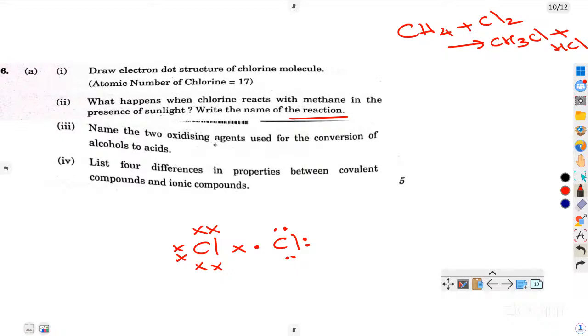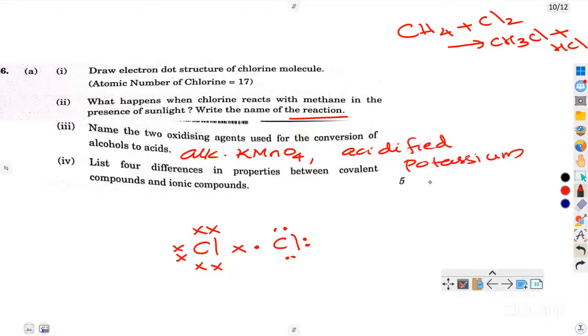Correct. Name two oxidizing agents used for the conversion of alcohol to acid. We studied the oxidation reaction of ethanol to ethanoic acid. So, which are the two oxidizing agents? Alkaline KMnO4 or potassium permanganate and acidified potassium dichromate. Potassium dichromate. Then, yeah, correct. List four differences between covalent bond and ionic bond.